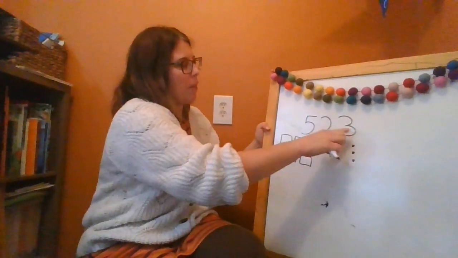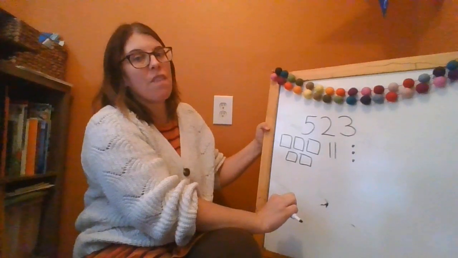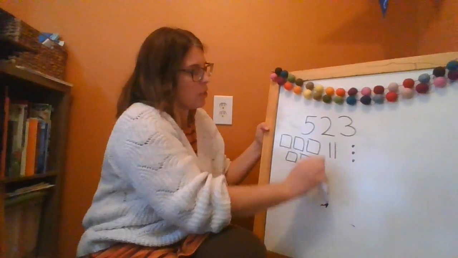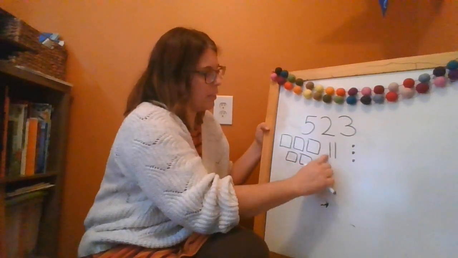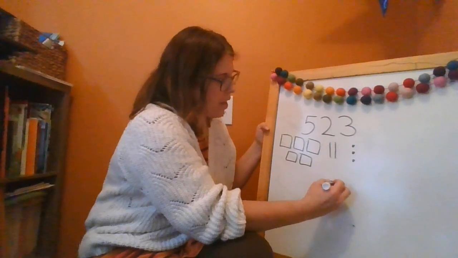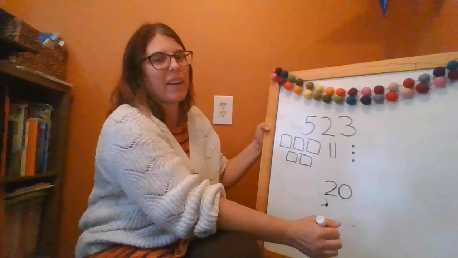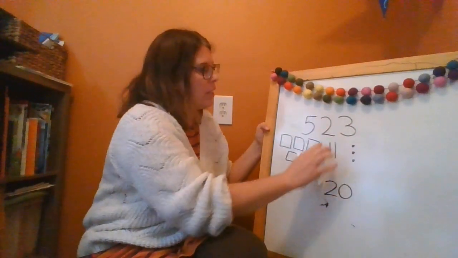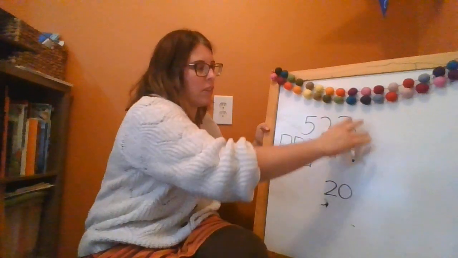Okay, so we talked about place. Ones place, tens place, hundreds place. If I wanted to know the value of the two, I would look at the tens, because that's the tens place. What's that value? 10, 20. And I would say the value of the tens is 20. Remember, value is how much it is if you count by tens, or by hundreds, or by ones.